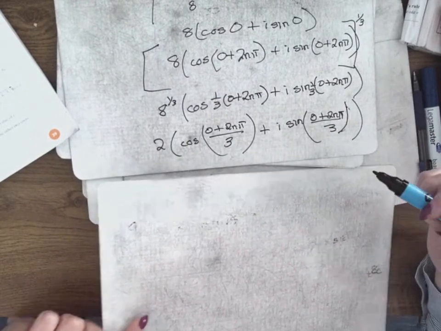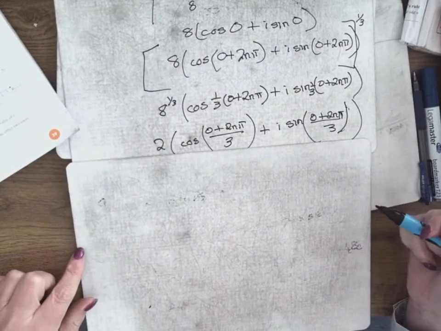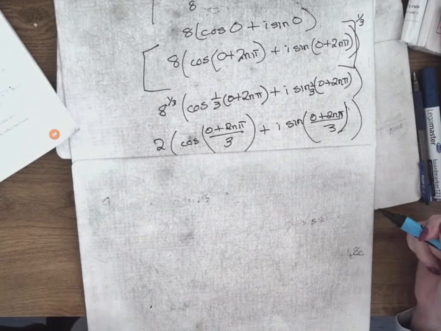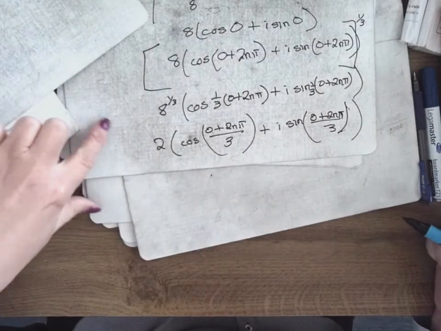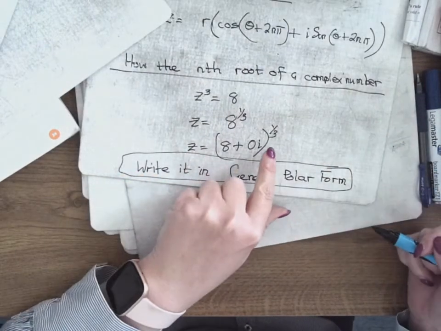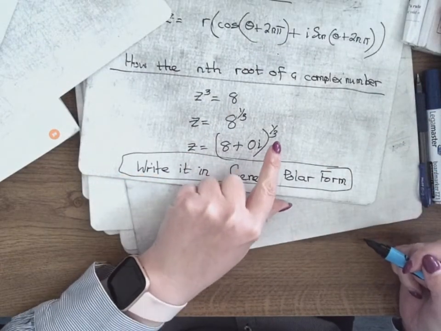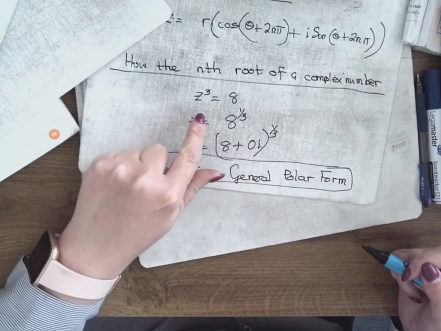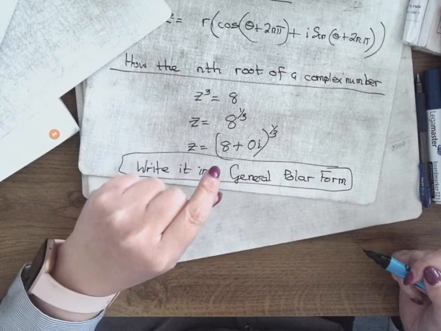Right, okay, so now it's written in general polar form. I still haven't solved it, though. What I should have said at the start, if you bear with me a minute, if I go back to that, how many answers will I have? When it's to the power of a third, you'll have 3 answers.